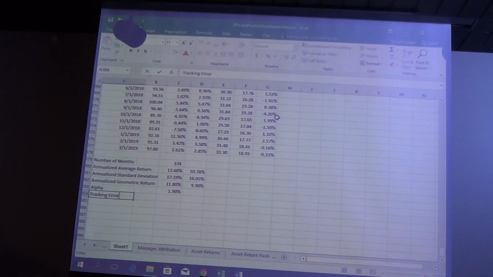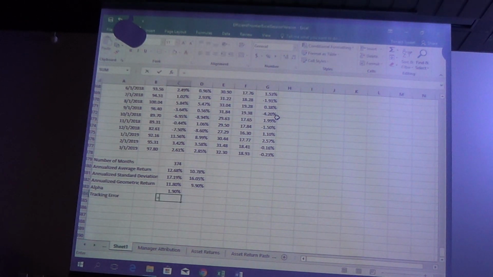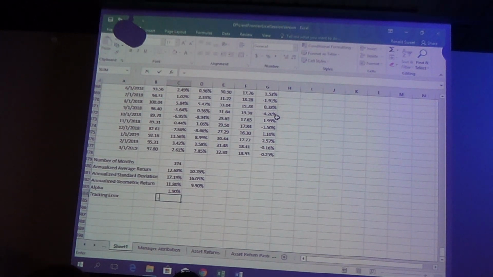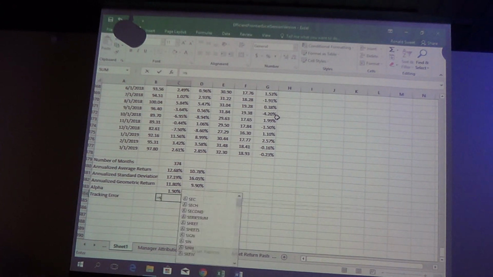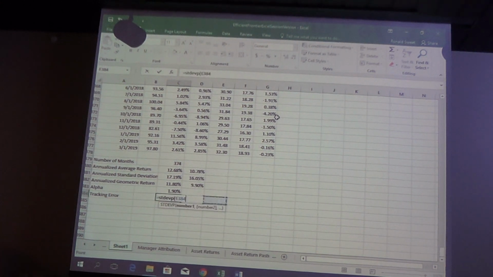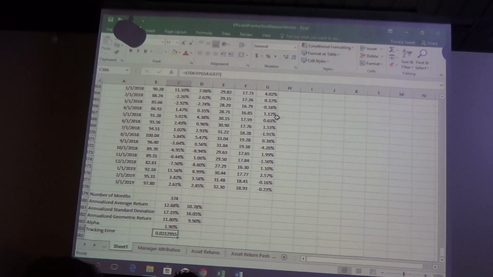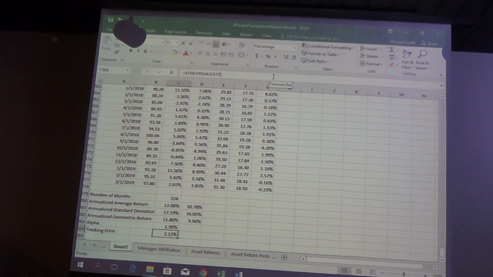And that's going to give you tracking error. Anybody remember what tracking error is? Standard deviation between the net alphas. Standard deviation of the alpha, right? STDEVP of the actual alpha itself. But you don't annualize this, all right? You don't annualize it, you just take the number.